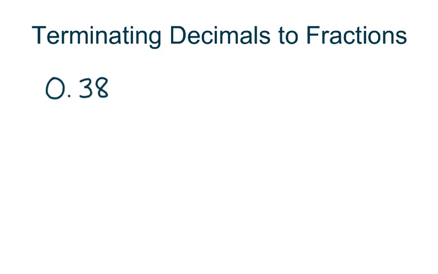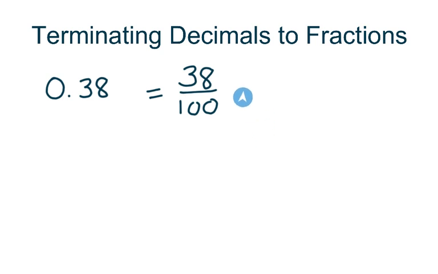Let's try the next one. Now we have the decimal 0.38. We now have 2 places behind the decimal, or to the right of the decimal. That means we need 2 zeros in the bottom of our fraction. So we're starting with 38 over 100 because we need those 2 zeros.